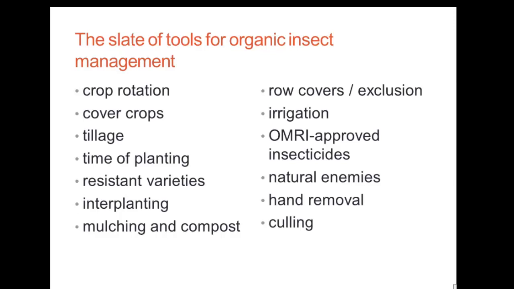Let's move out of that realm and start to talk about the things that you can do for organic insect management. The first thing you do is just remember a lot of the practices that are part of good crop rotation, soil building, etc., be they organic or not, are going to be valuable in some way. Crop rotation, cover crops, tillage, time of planting, resistant varieties, interplanting, mulching, using compost, row covers for exclusion, irrigation, OMRI approved insecticides (OMRI means the Organic Materials Review Institute), managing natural enemies, hand removal of pests, and culling.